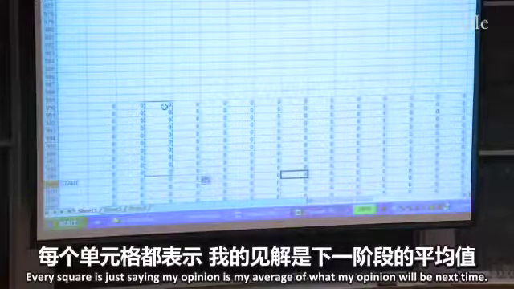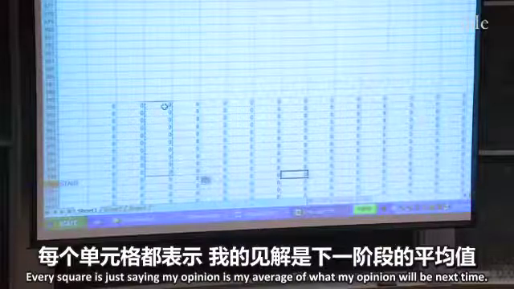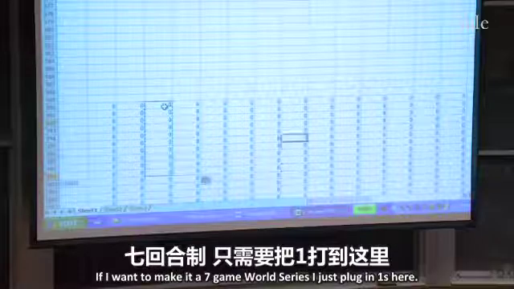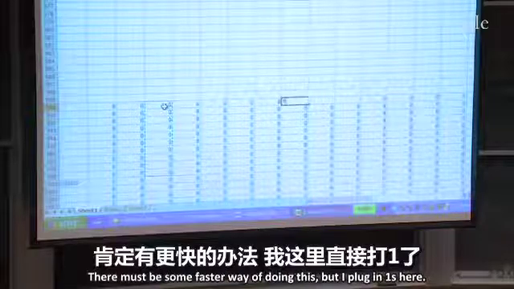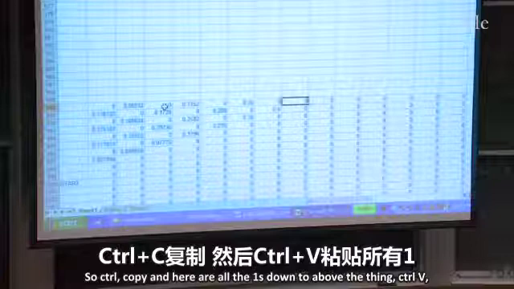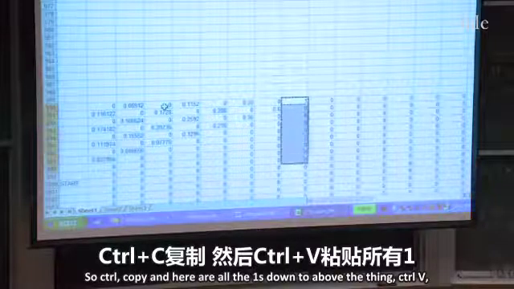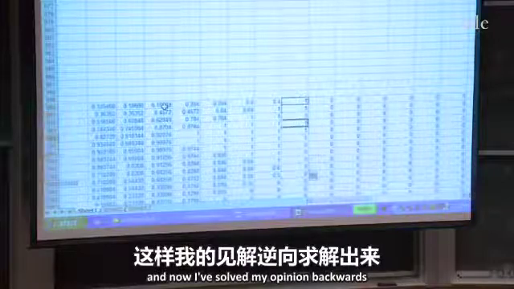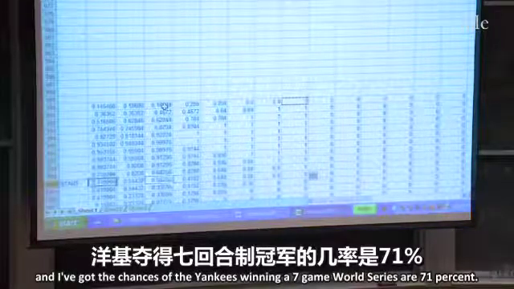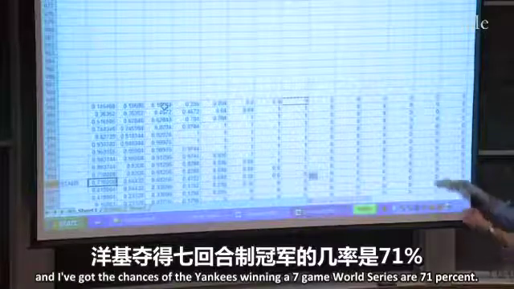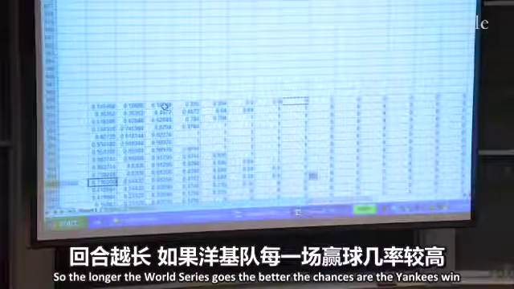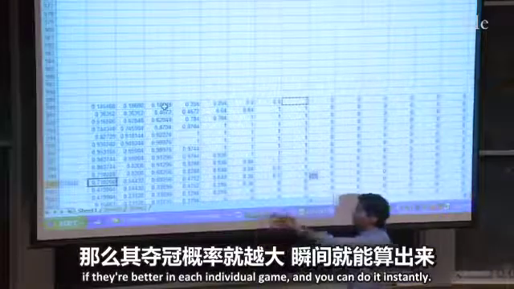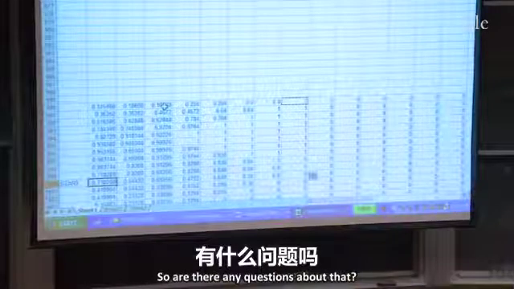Every square is just saying my opinion is my average of what my opinion will be next time. If I want to make it a 7-game World Series, I just plug in ones here. There must be some faster way of doing this, but I plug in ones here. So control copy, and here are all the ones down to above the thing, control V. And now I've solved my opinion backwards. And I've got the chances of the Yankees winning a 7-game World Series are 71%. So the longer the World Series goes, the better the chances are the Yankees win if they're better in each individual game. And you can do it instantly. So are there any questions about that?